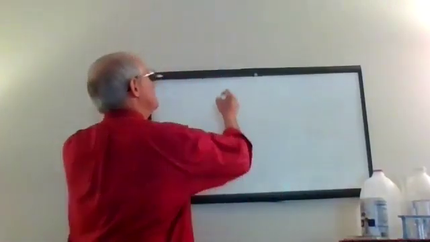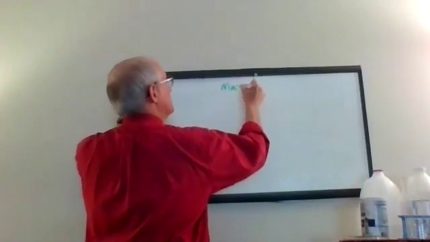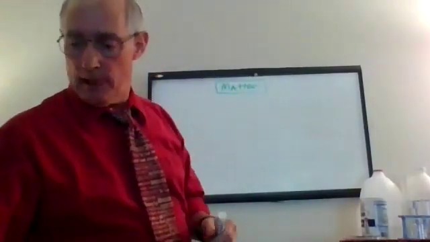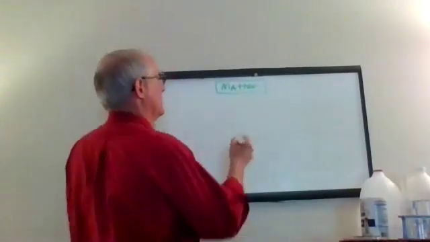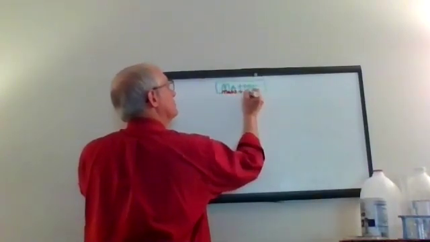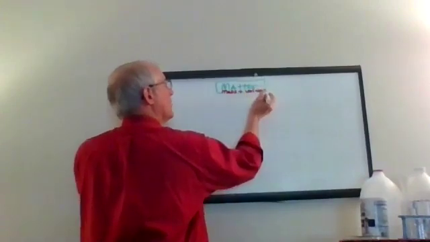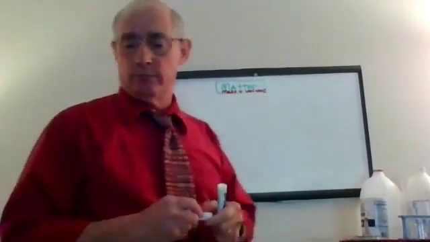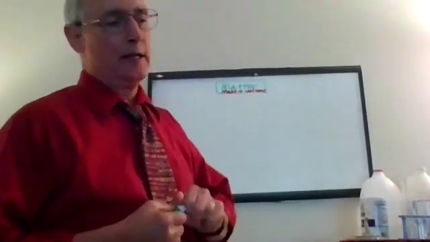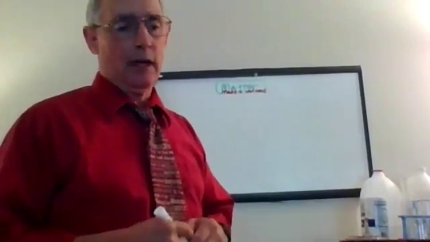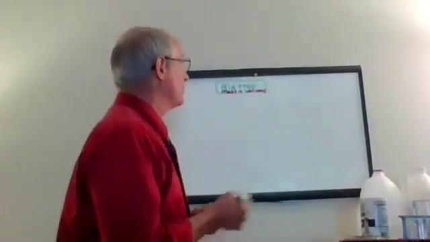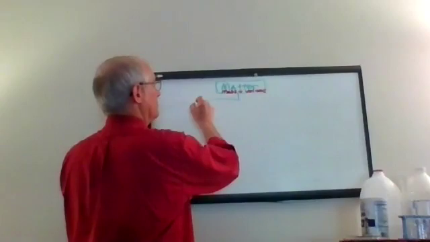Matter at the top. Now, matter is defined as anything that has mass and takes up space. So I call it mass and volume because taking up space is volume. So the definition is anything that has mass takes up space. So matter is stuff, as opposed to energy. Energy is not stuff.